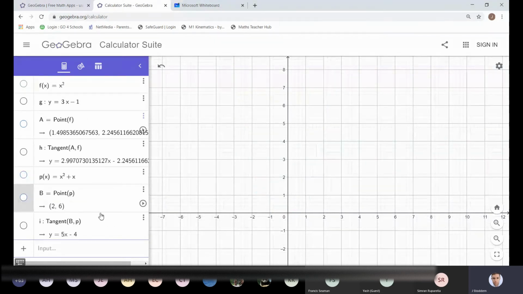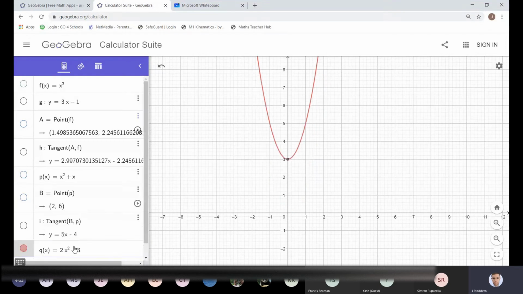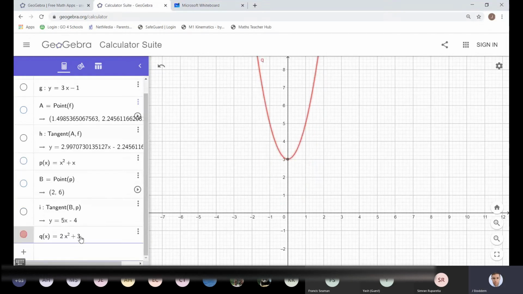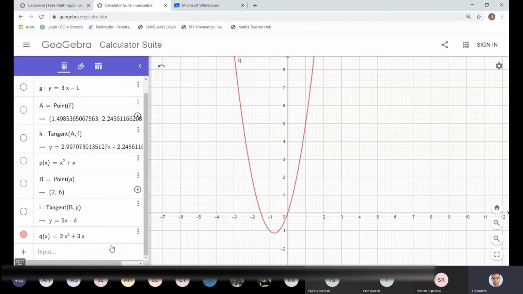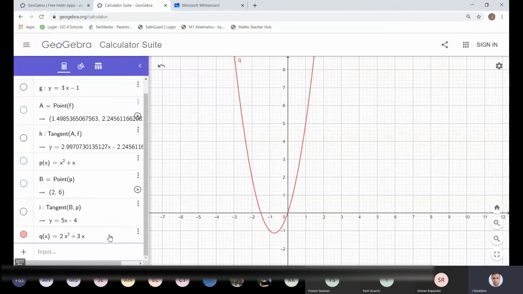So if I put in 2x squared plus 3, sorry, 3x, that's the curve 2x squared plus 3x. If I add a 1 to it, does it change the gradient at any point? So if I get rid of that 1, is the gradient affected by adding the 1? Does that 1 change the gradient?